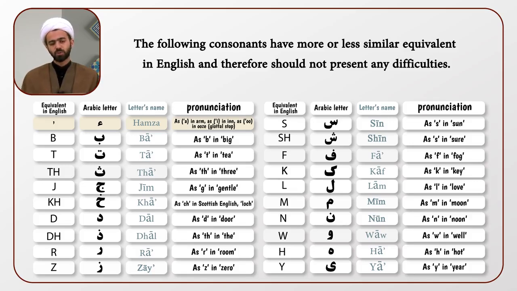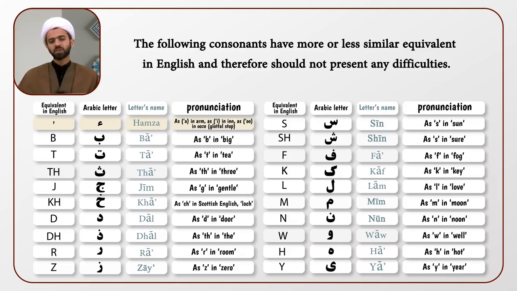Let me give you some examples. For example, in English, when you say arm, the sound of the first character of arm is the same sound as Hamza in Arabic. Arm, the first character, sounds like the same Hamza in Arabic. Arm.